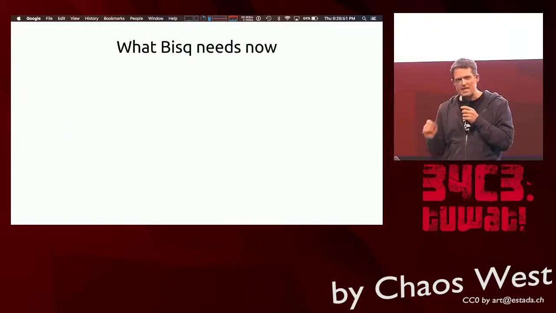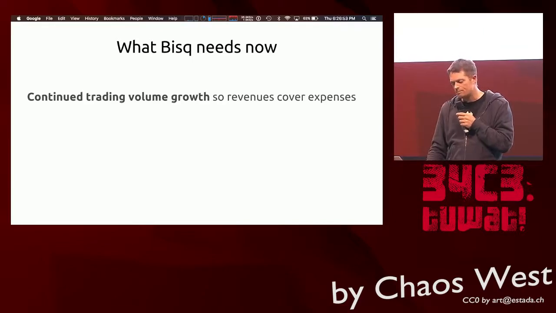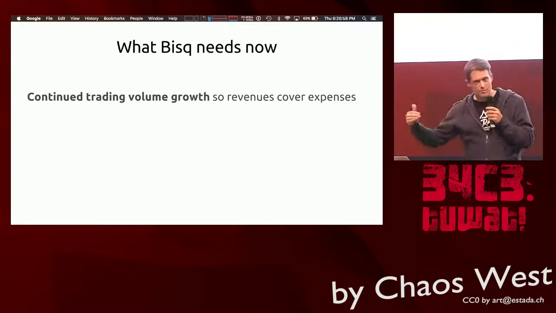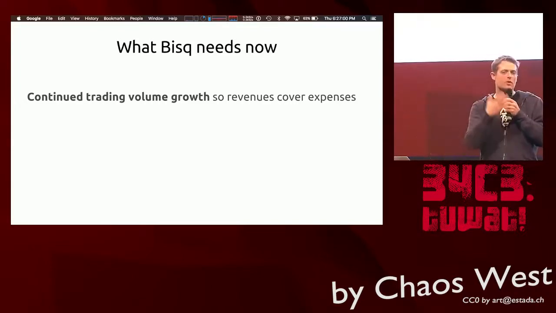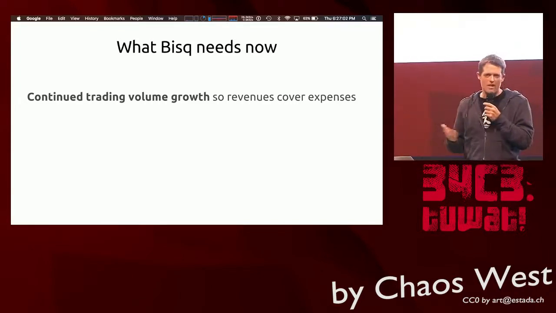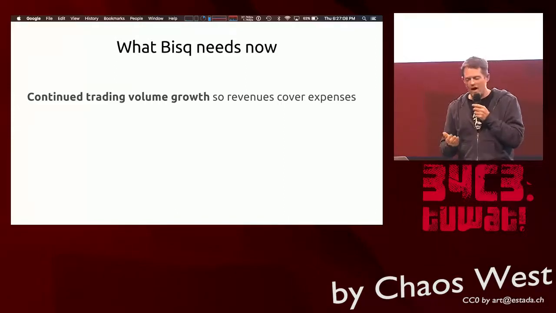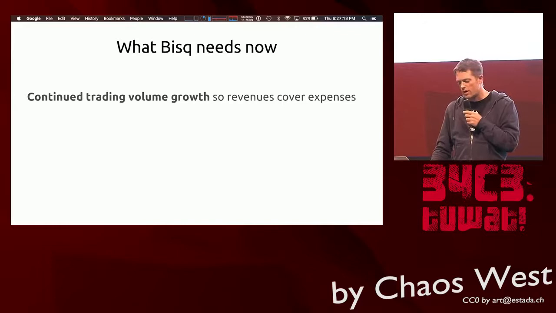So what we need now and what we're up to now is continued trading volume growth. If a growing number of people don't continue to use Bisq, then it'll probably never become economically viable. It'll always be a very tiny open source project kind of struggling to get by. But the good news is, you've seen that trend line, it seems to be going pretty well.